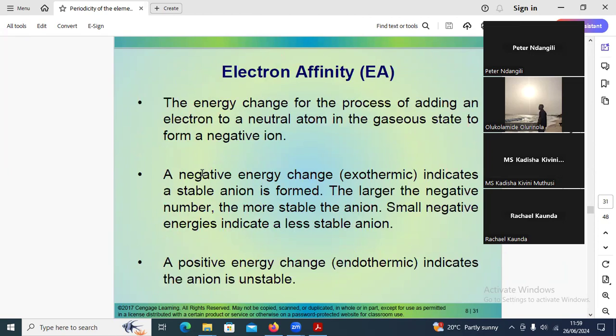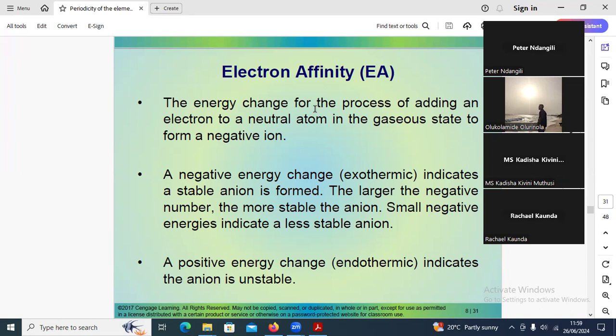But let me talk about electron affinity. You know, electron affinity is the opposite of ionization energy. The ionization energy is the energy involved in the loss of an electron. Electron affinity is the energy involved in the gain of an electron. So the energy change for the process of adding an electron to a neutral atom in a gaseous state to form a negative ion is what we call electron affinity.